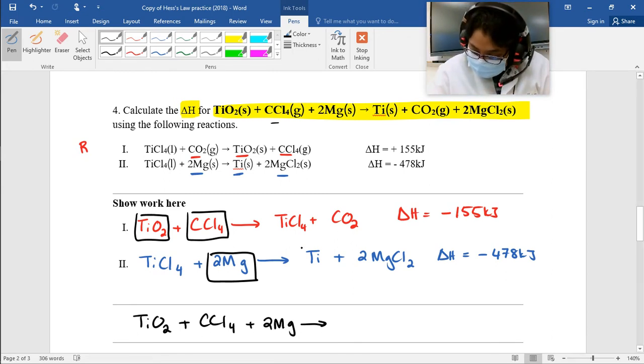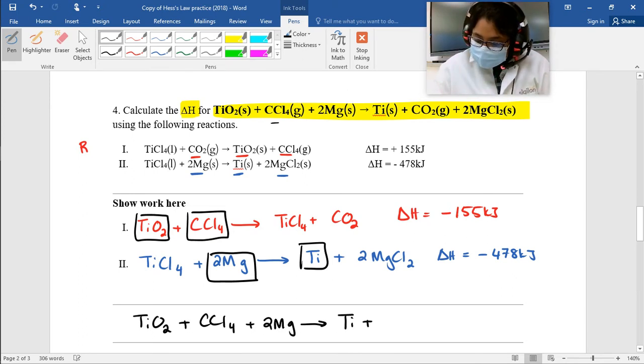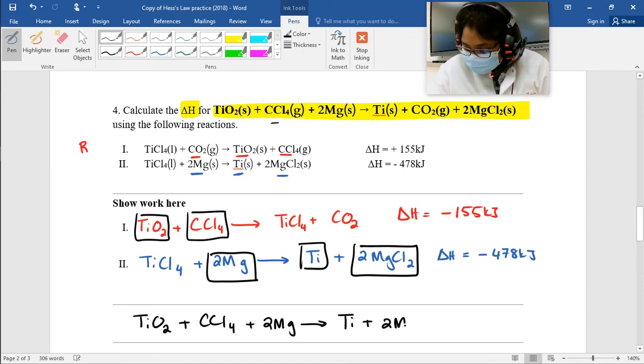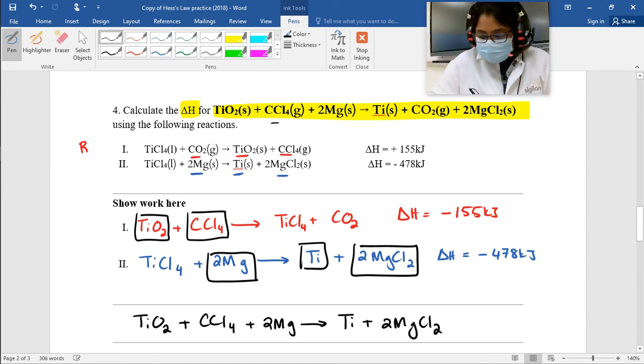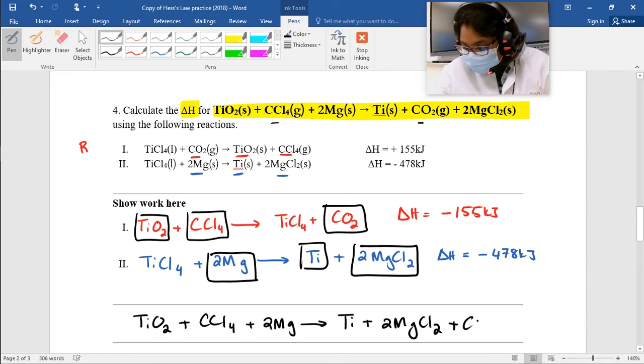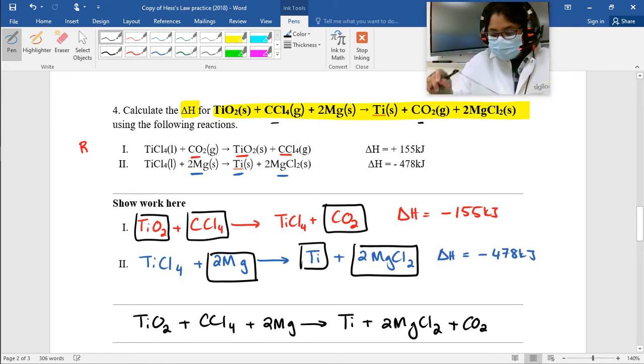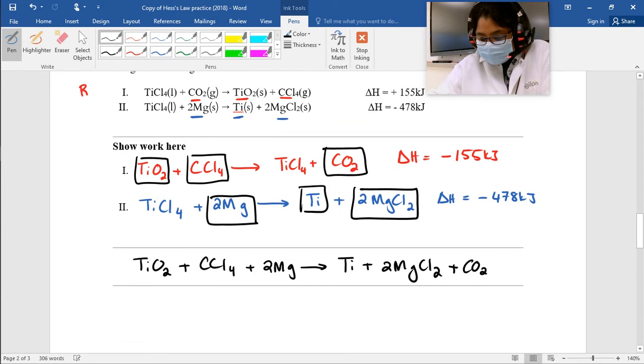Then I want Ti on the product side, got that. And then I want 2MgCl2, got that, right? And that is it? No, we also want the CO2. Plus, we want the CO2, got that as well. Doesn't have to be the same order. Clearly, I didn't write it in the same order. Okay, so we got all of these things that we need.